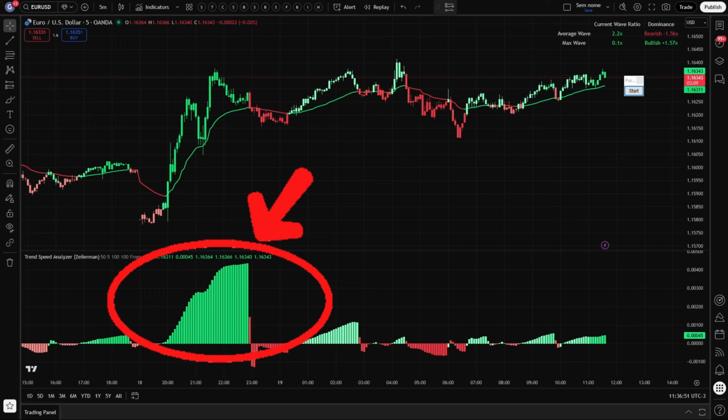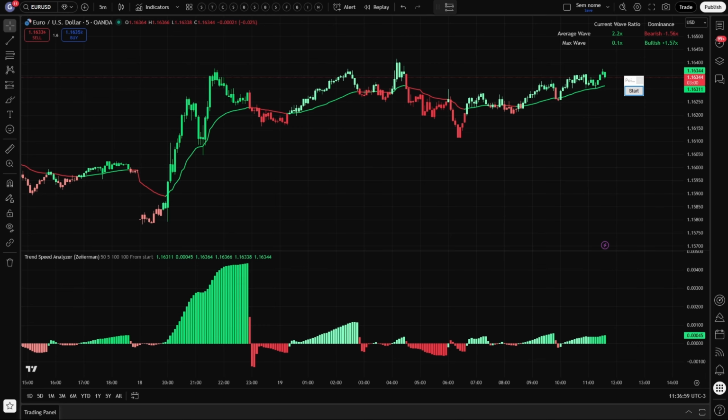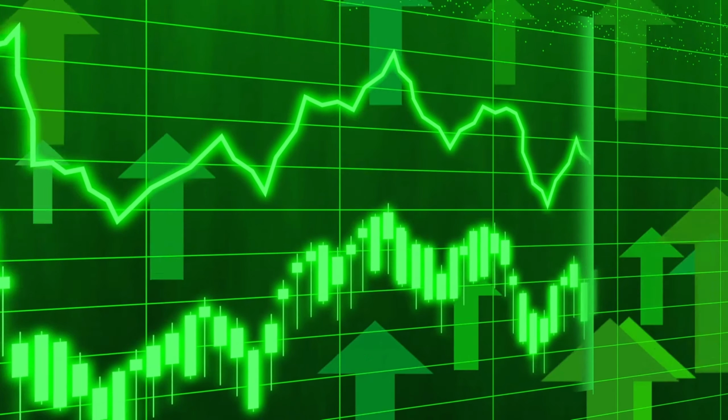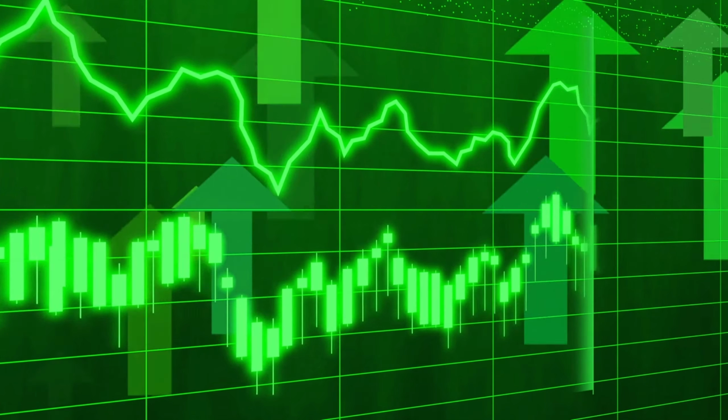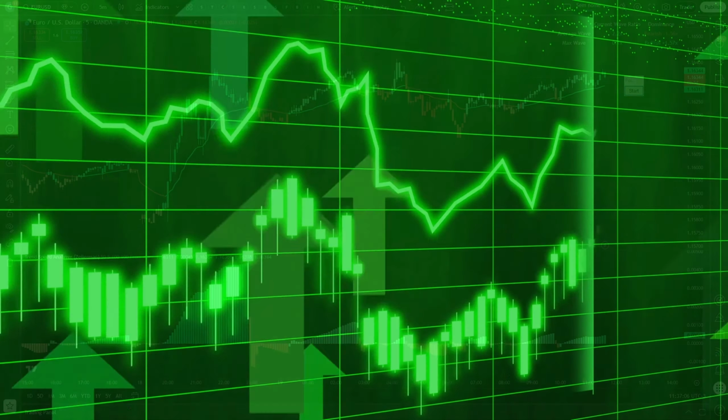Histogram, market strength and speed. Now comes one of the most important parts, the histogram. It measures the momentum and speed of the price movement. The further away from zero, the greater the market acceleration. Tall bars indicate strong rapid movement, whereas smaller bars demonstrate deceleration.